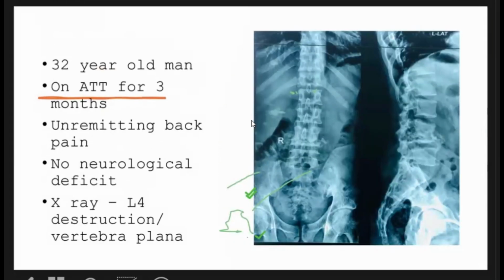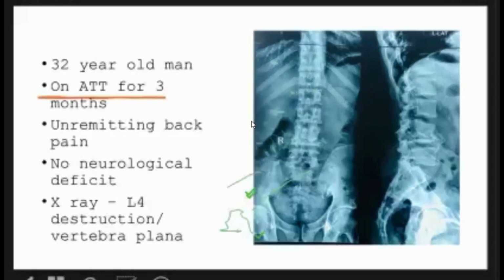This is one last case. This was a 32-year-old gentleman who was on anti-tuberculosis treatment for 3 months. He had unremitting back pain but no neurological deficit. Progressively, the X-rays seemed to be deteriorating, and he was developing a kyphosis. Maintaining the lordosis at the lumbar spine is of utmost importance. You can see L4 is completely destroyed. It's called a vertebra plana.